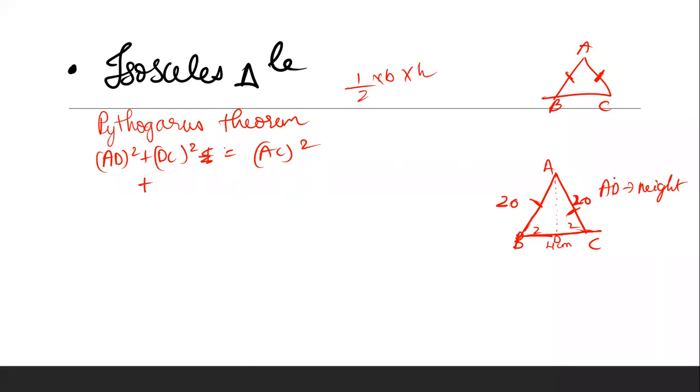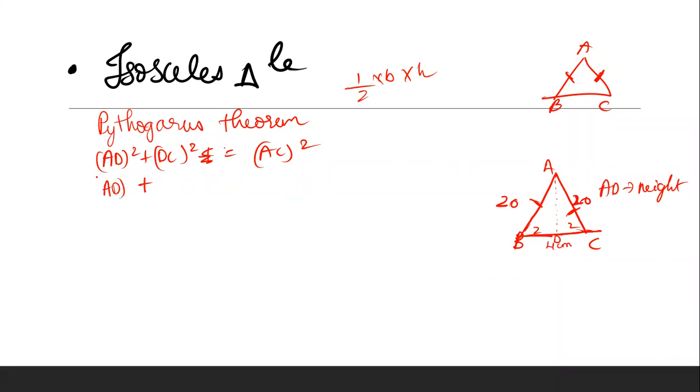In an isosceles triangle, suppose the area is not given, the height is not given, and only the side and the hypotenuse is given. As far as the ADC triangle is concerned, that time we need to use this Pythagoras theorem and extract the height. Then we can put this formula and find out the area. Okay, so this is the basic thing.